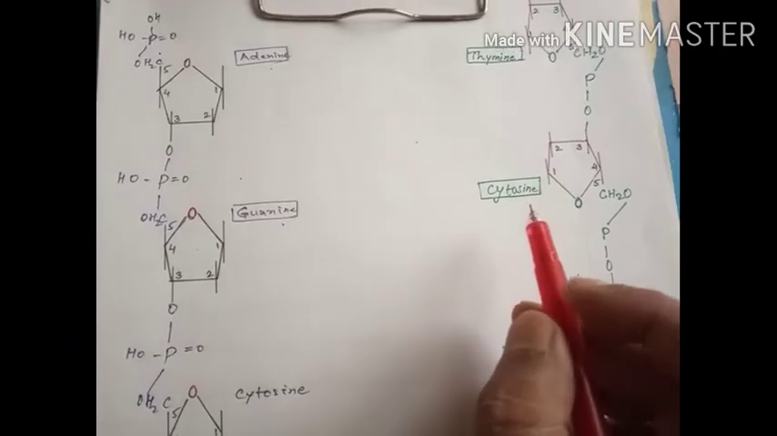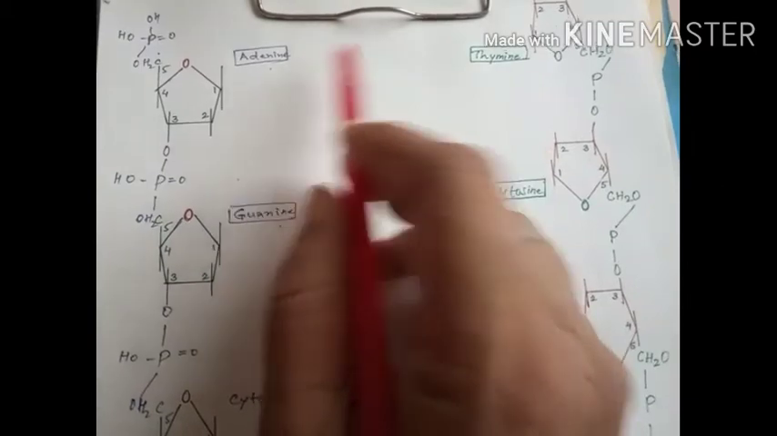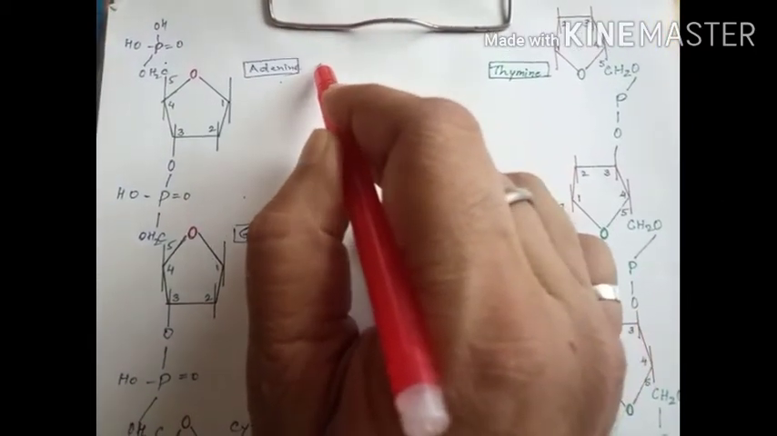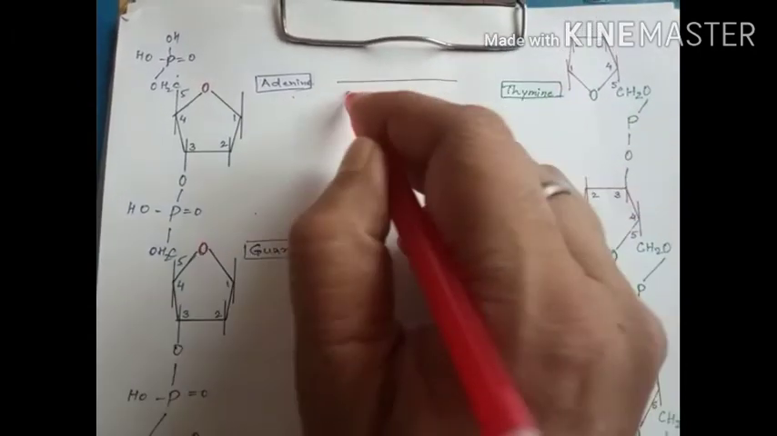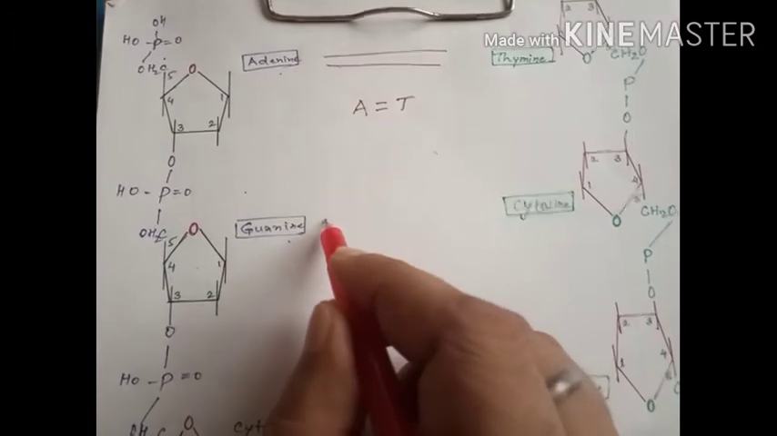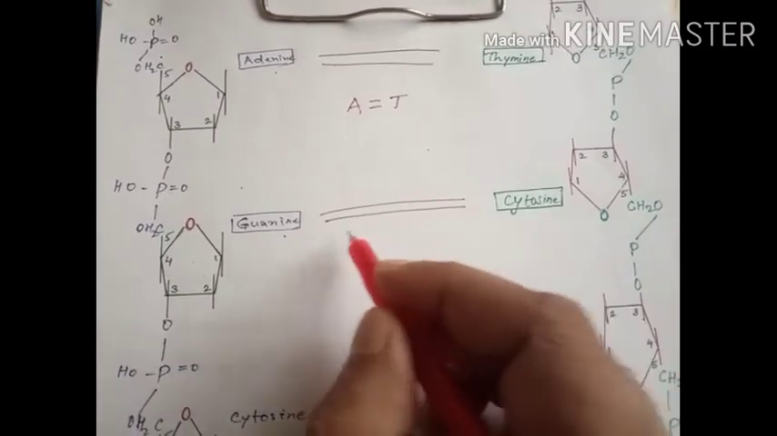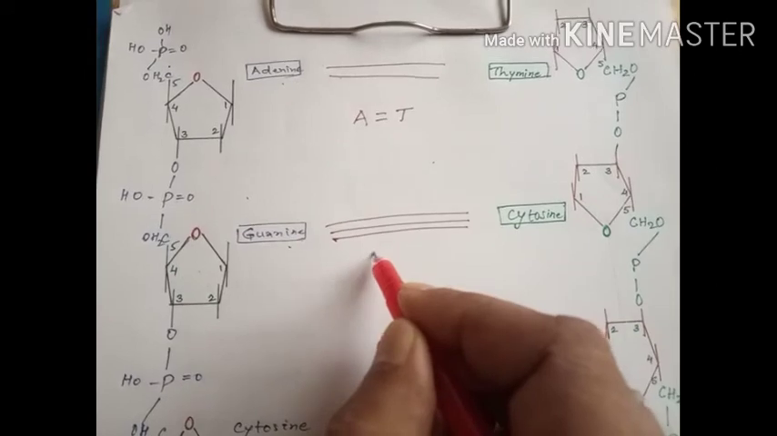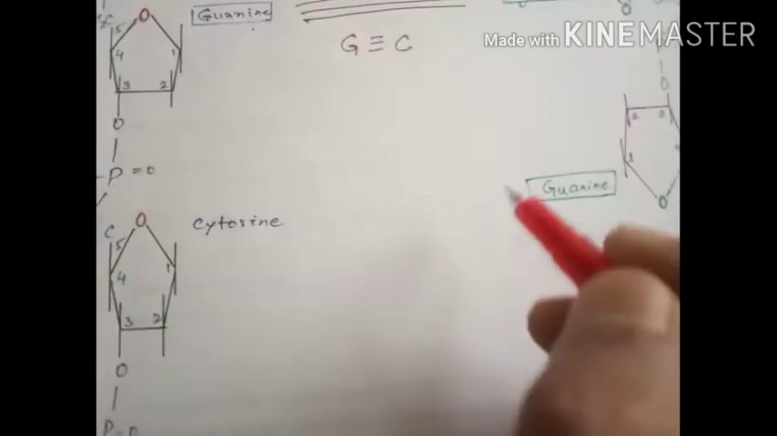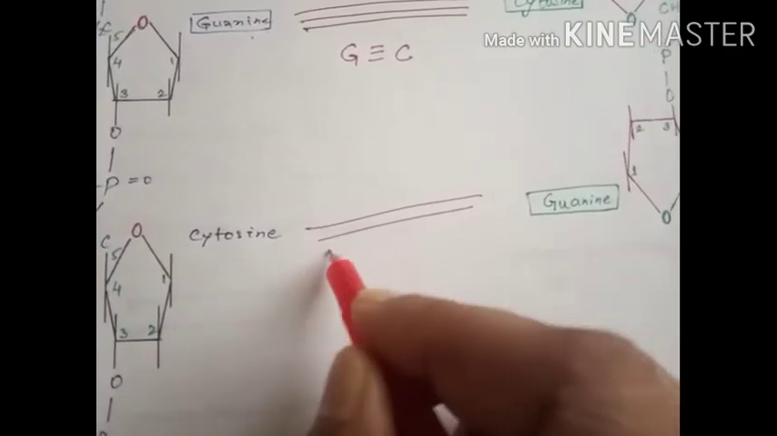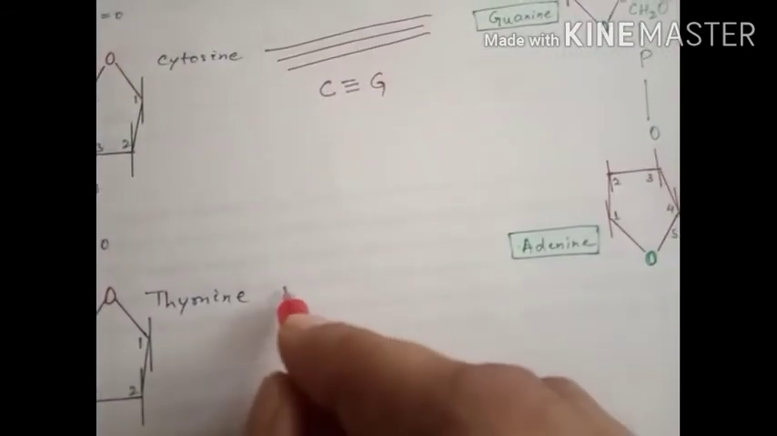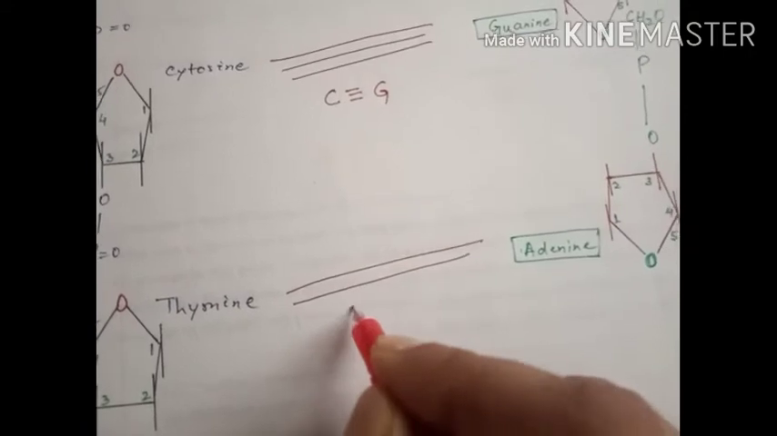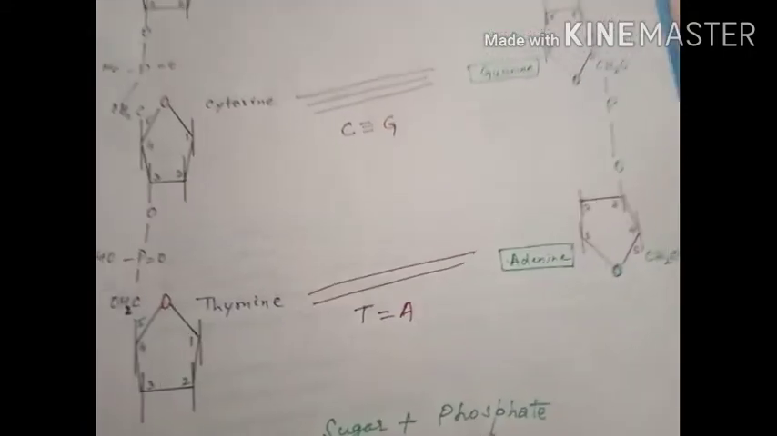And this base pairing is also specific: these two nitrogenous bases are bonded with each other. Adenine always binds with thymine with the help of two hydrogen bonds, whereas guanine always binds with cytosine with the help of three hydrogen bonds. Cytosine, the same way, is bonded with the help of three hydrogen bonds. And thymine is bonded with adenine with the help of two hydrogen bonds.